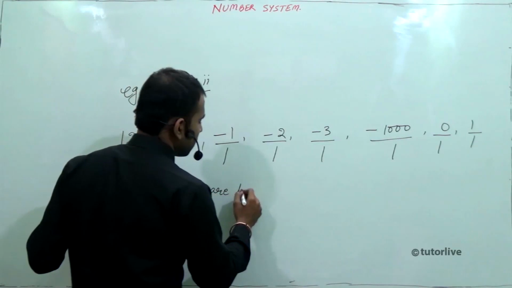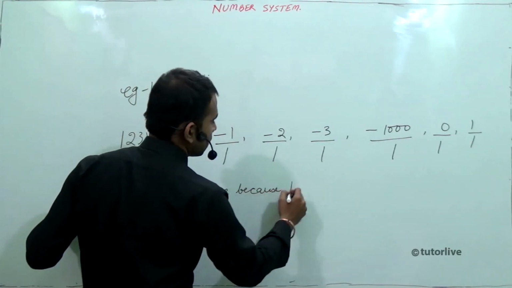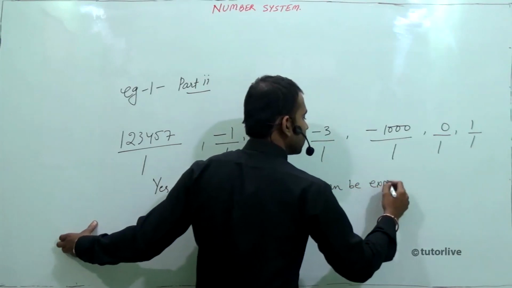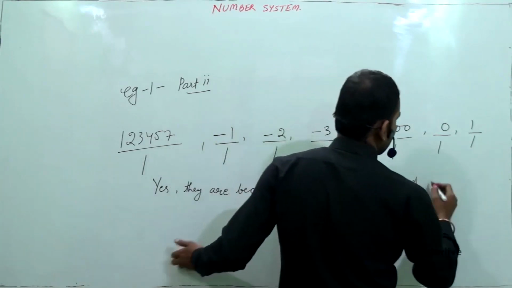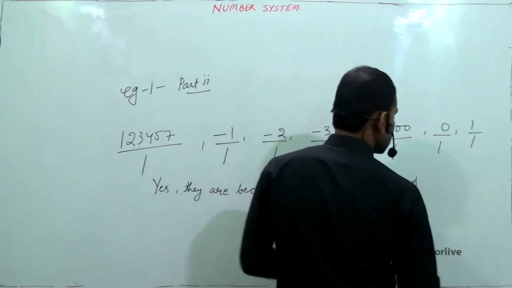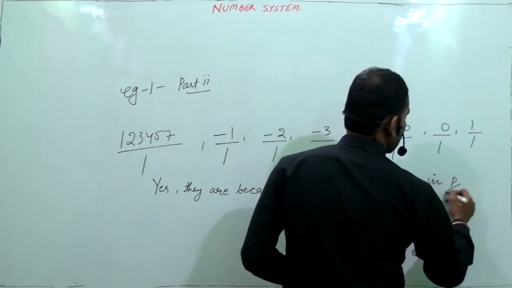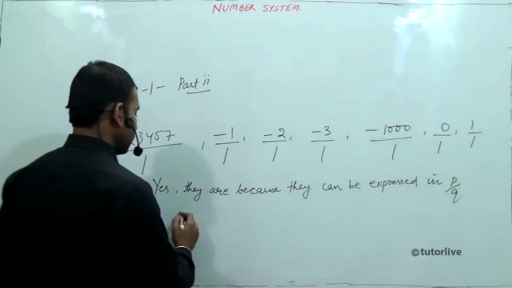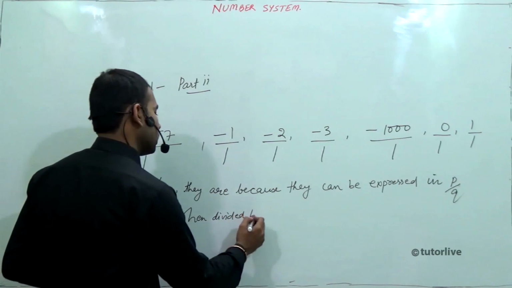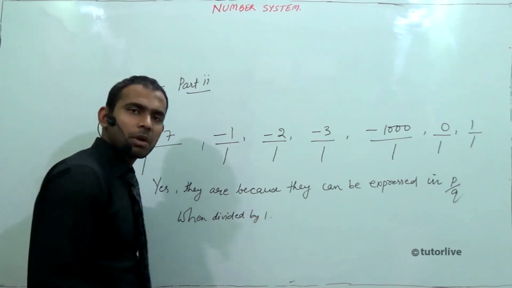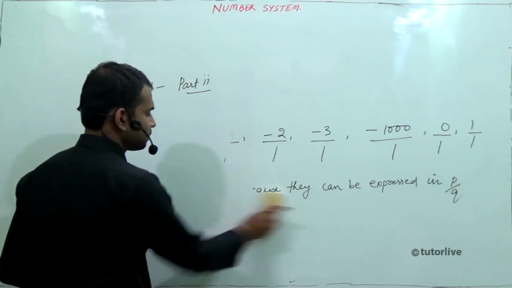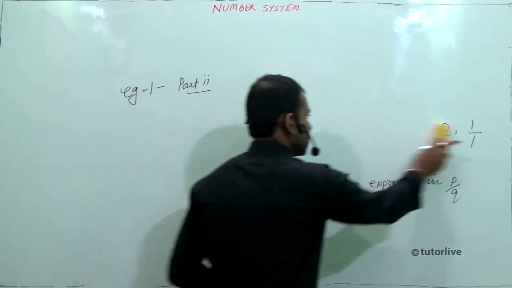They are, because they can be expressed in p by q form, when divided by 1, right? Easy. So this is it, part 2. And coming to part number 3.